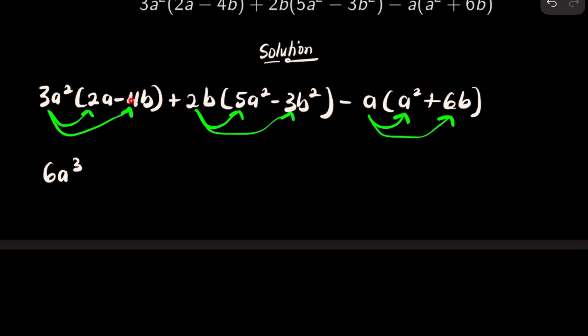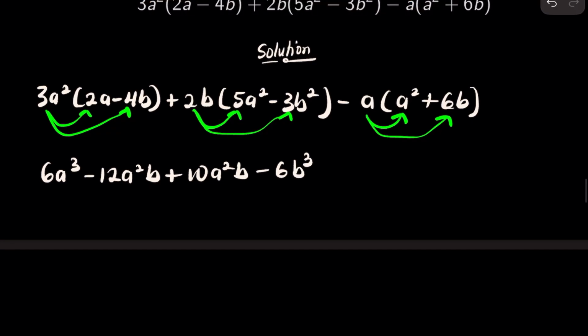3 times minus 4 is minus 12. So we're going to have minus 12a squared b. Likewise here, 2 times 5 is 10, so we're going to have plus 10a squared b, and 2 times minus 3 is minus 6. So we have minus 6, then b cubed, because b times b squared will be b cubed, right?